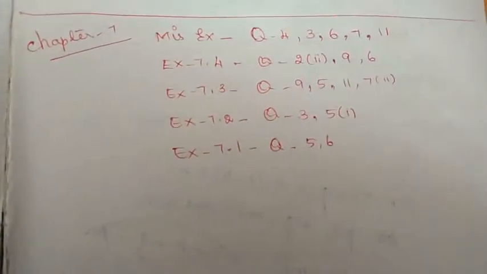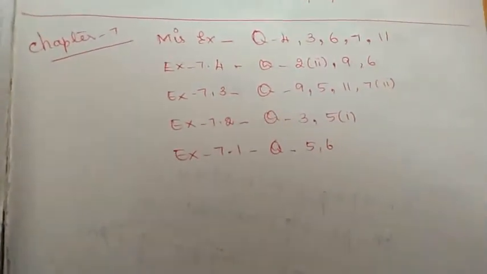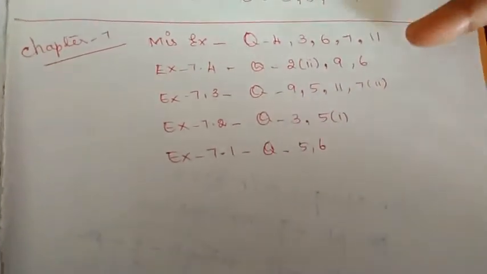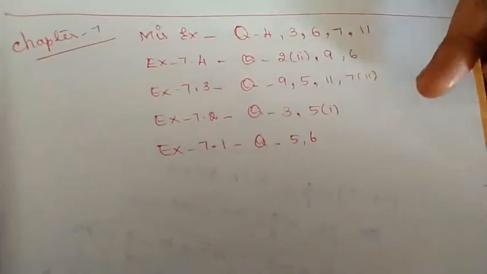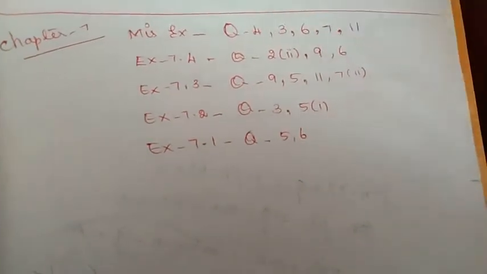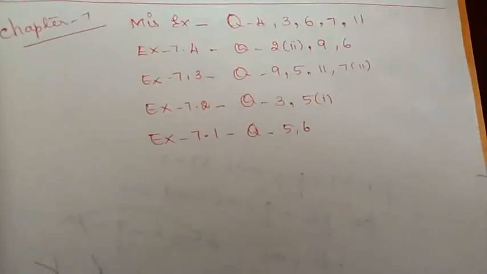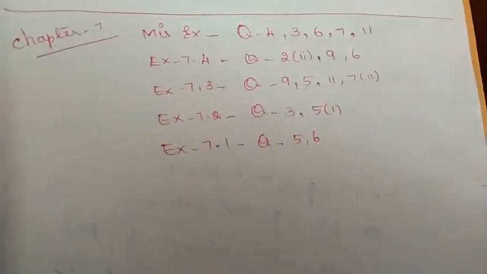So what are all the things we have gone through in this chapter? First, we learnt about the concept of multiplication principle, then factorial notation, permutations, and then combinations. When the order is very, very important, we will go for permutation. When the order of the objects is not important, we will go for combinations.